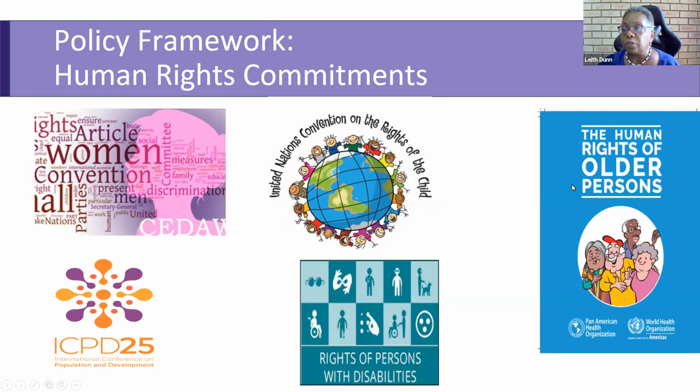On the right hand, you will see the rights of older persons, the Madrid Declaration on Aging, and the Convention on the Rights of Persons with Disabilities. But as a former UNFPA staff member, I also look at the International Conference on Population and Development Declaration and the Program of Action, which looks at sexual and reproductive health and rights for all. So these are some of the factors that we consider when we're looking at the background and framework for our research.